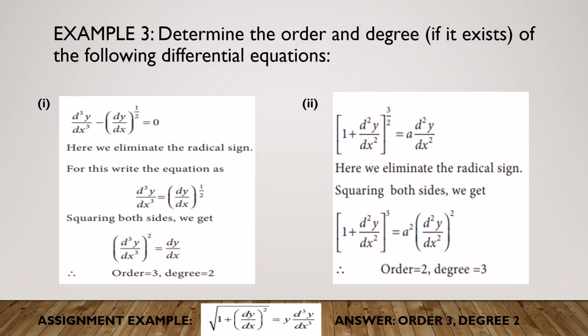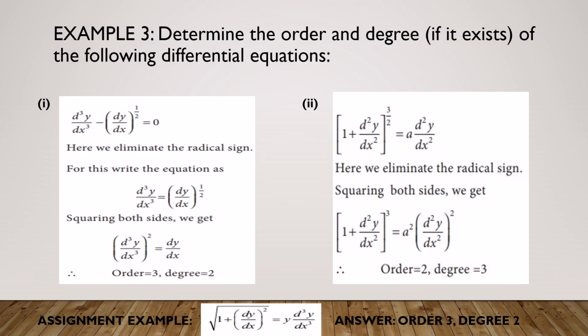So if we square both the sides, what we get is (d³y/dx³)² equal to dy/dx. Now you can say that the order is 3 and the degree, that means the power of the highest order derivative, is 2. So the degree is 2. So order 3, degree 2.